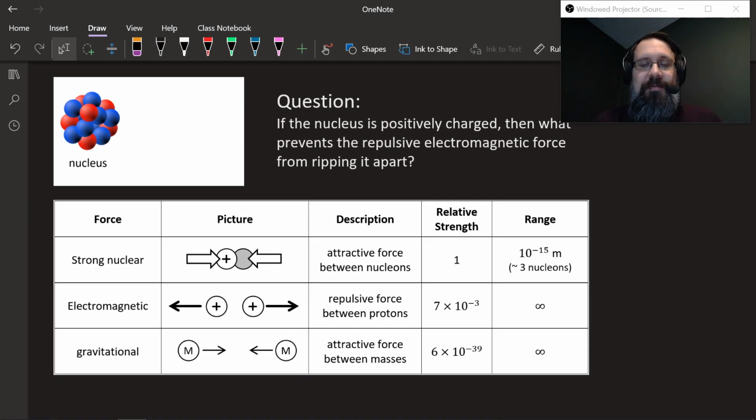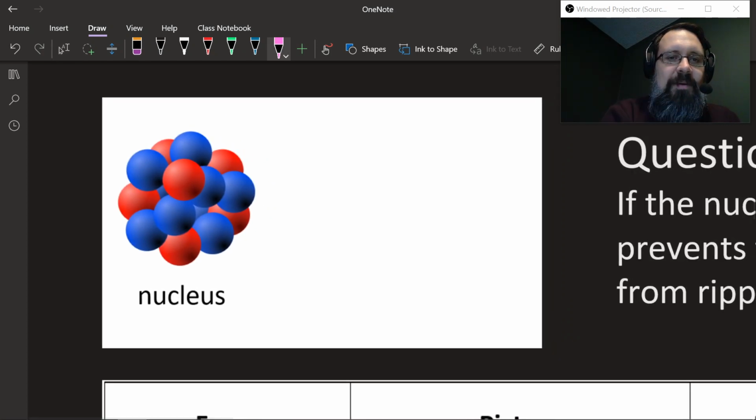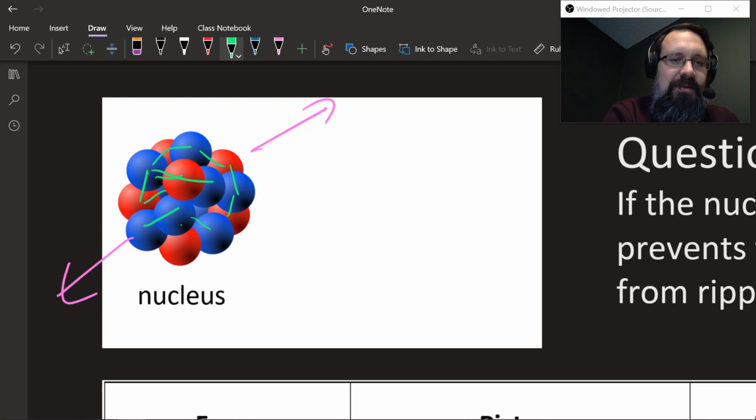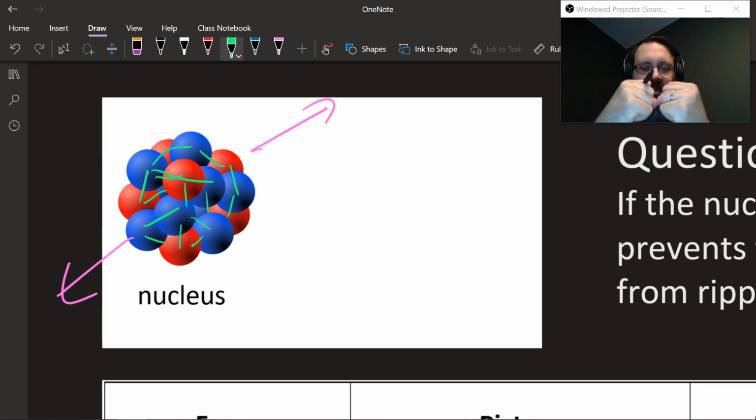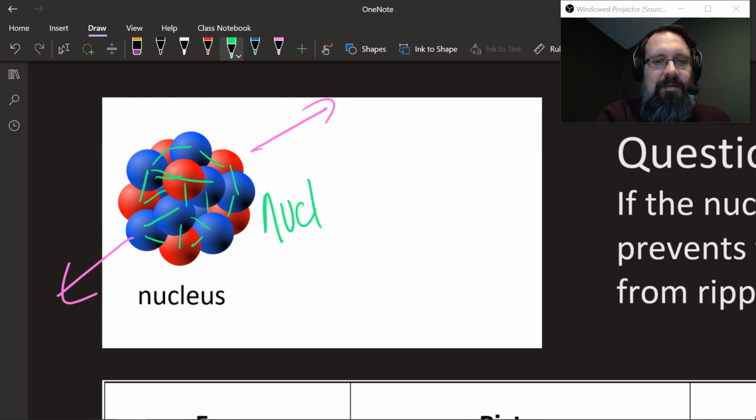Okay, so the strong nuclear force, let's talk about it. It's an attractive force between nucleons in the nucleus. So the electromagnetic force is trying to pull apart the nucleus, and the strong force is like these bonds between all the nucleons. They all stick together because of the strong force. Whether it's a proton and a proton or a neutron and a proton, all the nucleons are stuck to each other by this nuclear force. So that's the nuclear force.